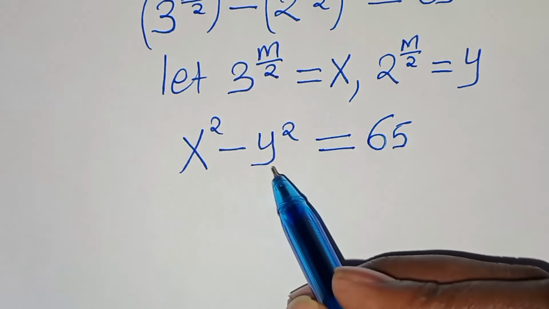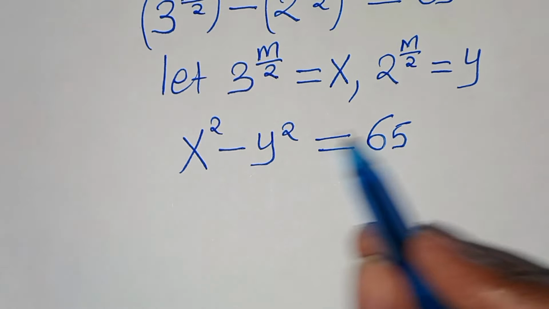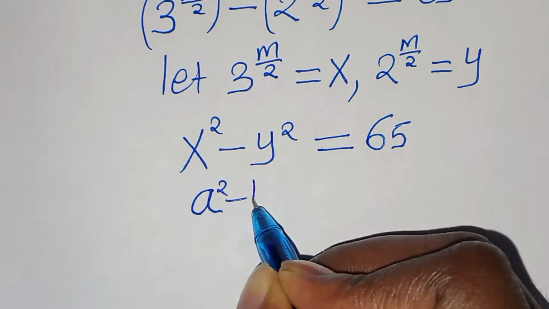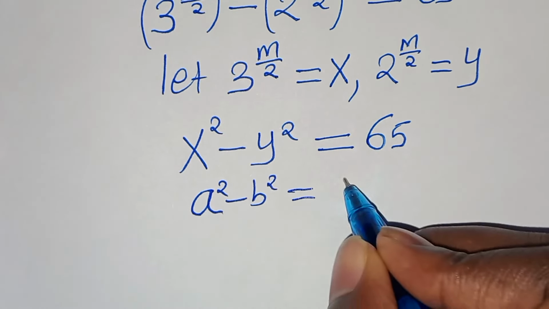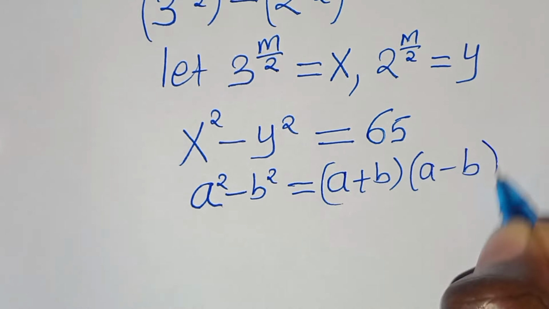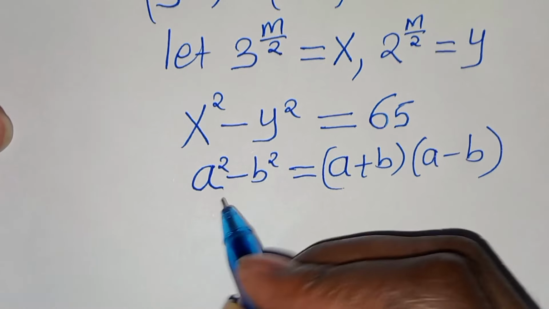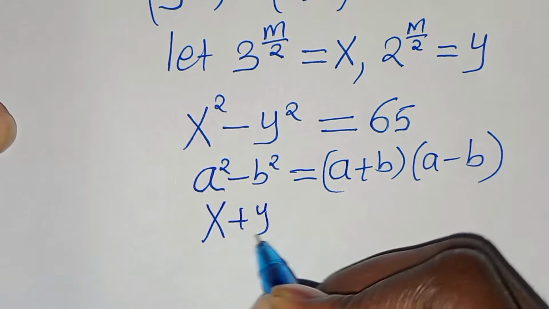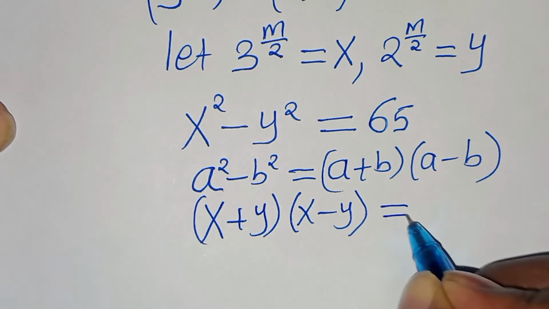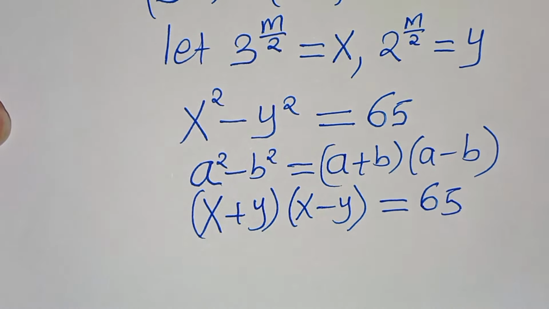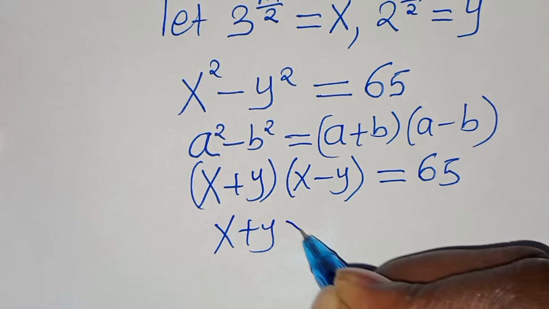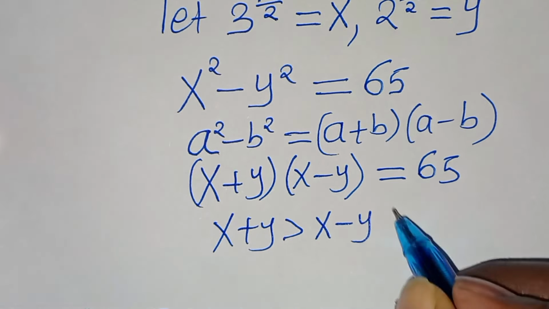So we find that x squared minus y squared is in the form of the difference of two squares, a squared minus b squared, which we can express as a plus b times a minus b. So this implies that we have x plus y times x minus y equal to 65. And we have that x plus y is greater than x minus y.